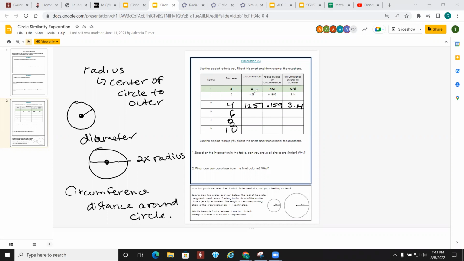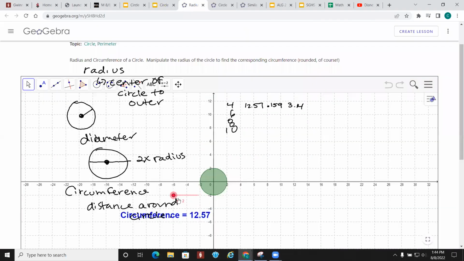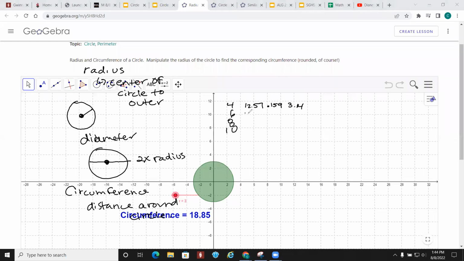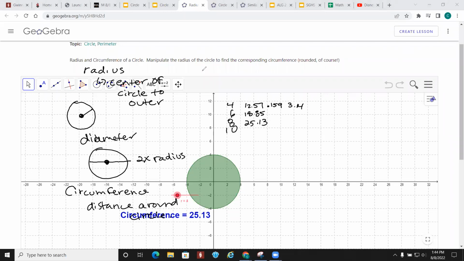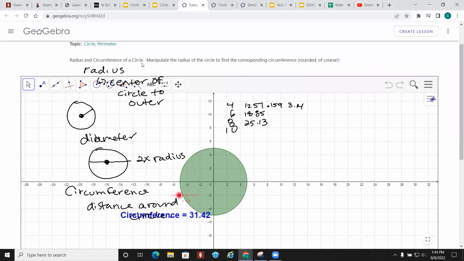For circumference, some of y'all were asking me, you're going to use the applet for that. You're going to come in here and change the radius to 3, and that's going to give you 18.85. Then you're going to take 4, and that's going to give you 25.13. And then you're going to take 5, and that's going to give you 31.42.